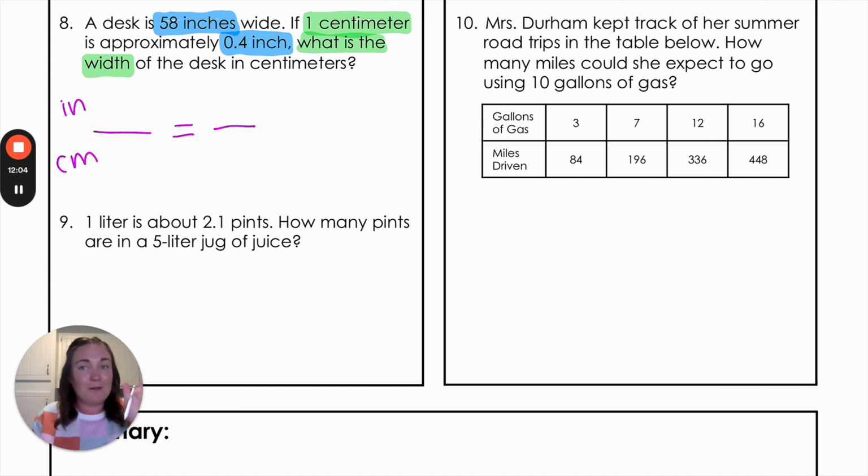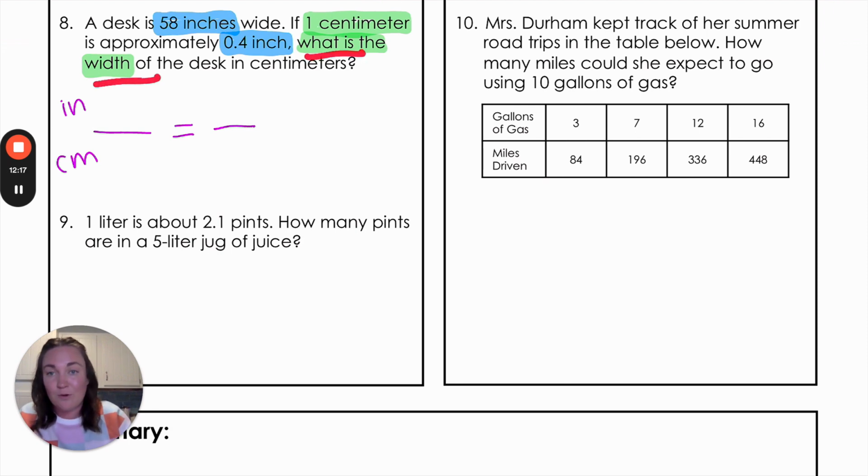So far, pretty much every problem has been those first two numbers, right? It says this is equal to this, how much is this, right? But be careful with this one. They start off with a desk is 58 inches wide, but they don't tell us what that's equivalent to. That's actually what they're asking in the question.